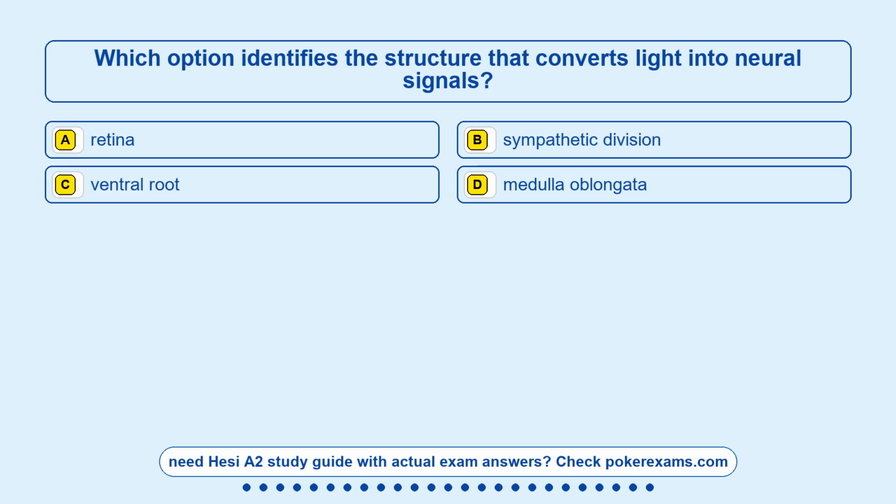Question 2. Which option identifies the structure that converts light into neural signals? Option A, retina. Option B, sympathetic division. Option C, ventral root. Option D, medulla oblongata. The correct answer is option A, retina.